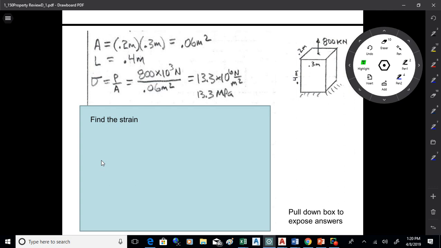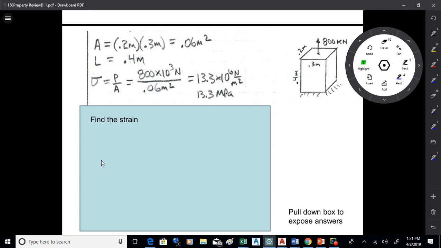Okay, so the strain. How are you going to get to the strain? What do you got to get to it? You got the modulus, right? You got the stress and the modulus, so you can get to the strain. Okay. And then once you got the strain, find how much that thing's going to deform.